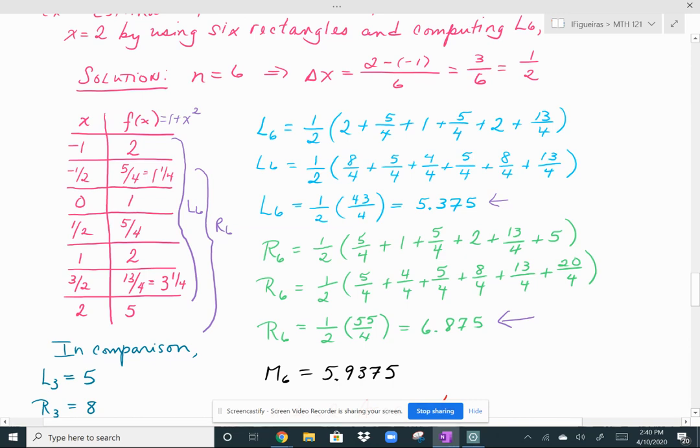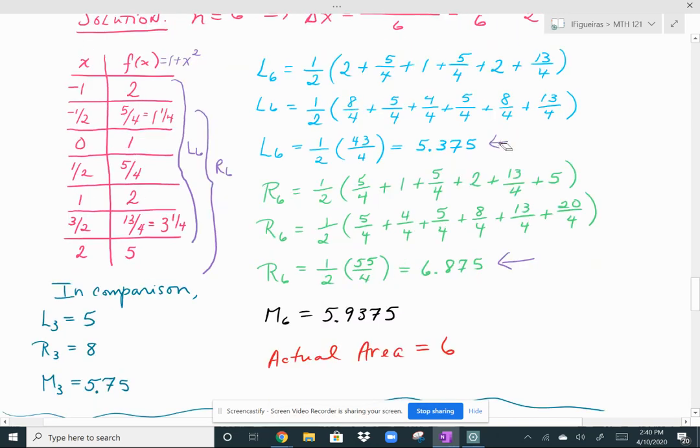Now, if I did the same thing for midpoints, I didn't actually show the calculations here, but you would have to find the midpoint of each of these pairs, then compute the height, add those all up, multiply by 1/2, and you get 5.9375. So as I mentioned before, please take my word for it for now, the exact area under the curve is 6.